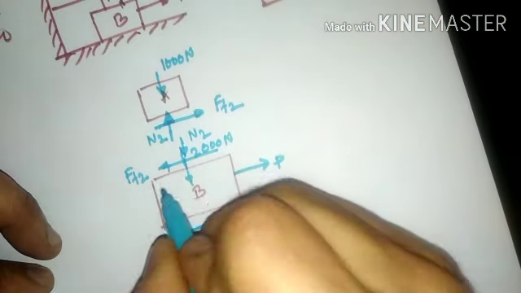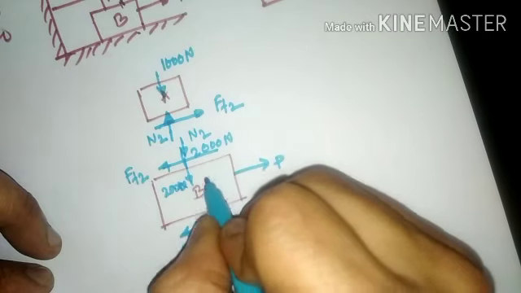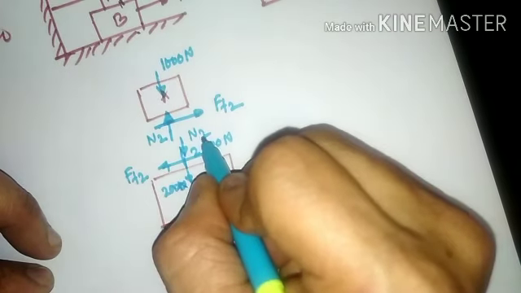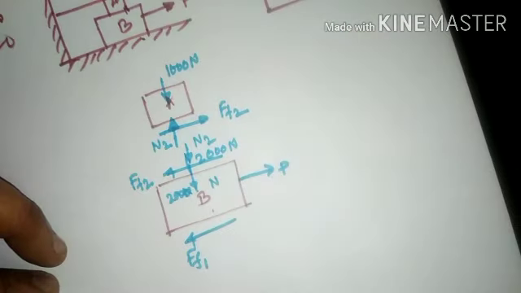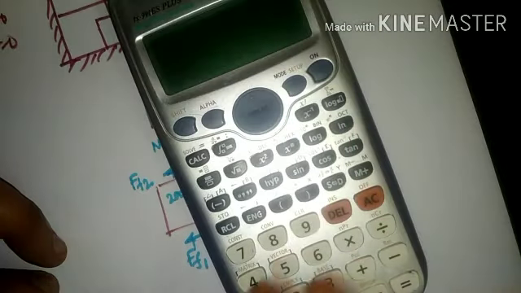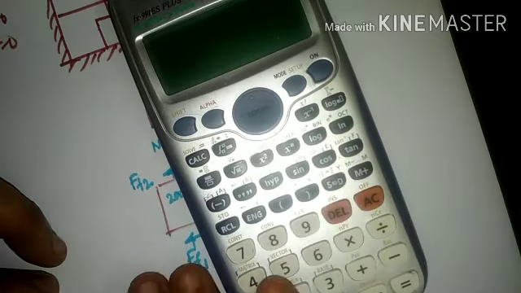So the first weight is 2000 Newton, which is the self weight, downward. The second is the weight that has been transferred by block A. That means if I place one over the other, say I am placing a calculator over the paper, the calculator will transfer its own weight to the paper, and the paper will further transfer it to the bottom object.